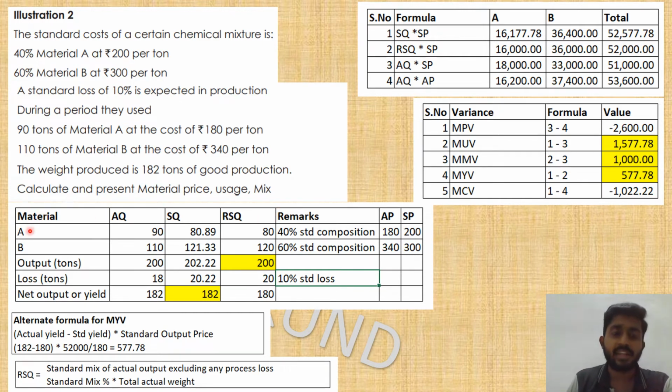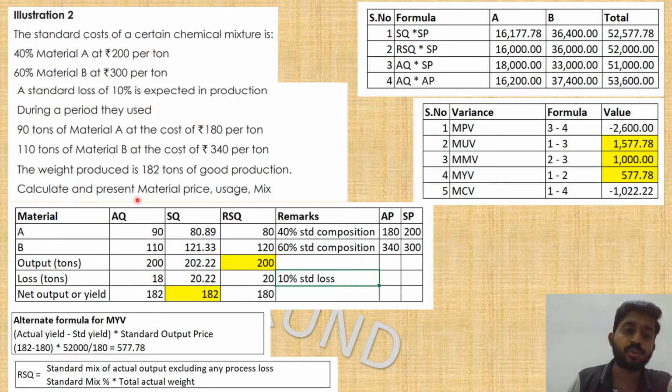First, A is the material. What is the actual quantity of A? 90 tons is the actual quantity of A. 110 tons is the actual quantity of B. Now I am just adding those. So output, how much should have come? 90 plus 110, 200 tons should have come. That should have been the output.